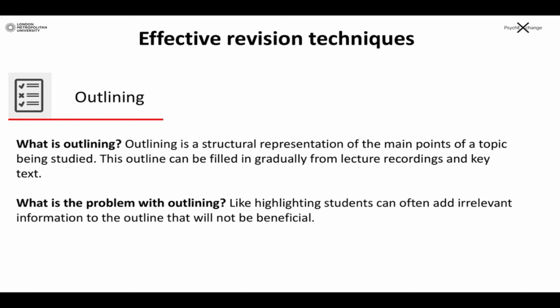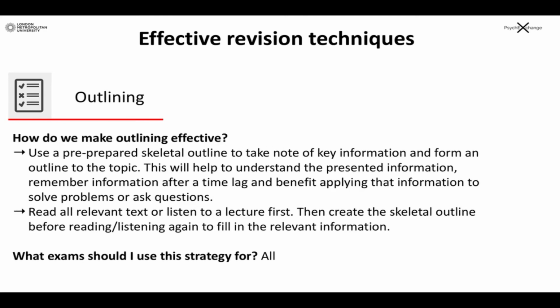The fourth technique, outlining. What is it? It's a structural representation of the main points of a topic being studied. This outline can be filled in gradually from a lecture recording or from key texts. Cornell note type templates can be used. The issue of this, similar to highlighting, is that students can often add irrelevant information to the outline that would not be beneficial.